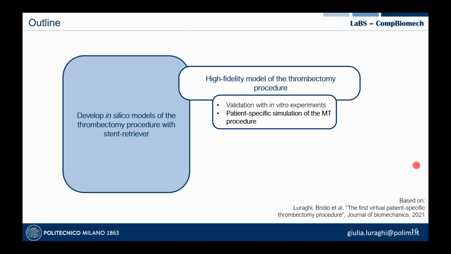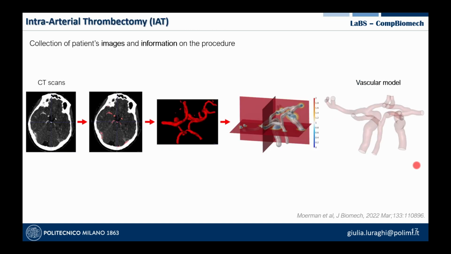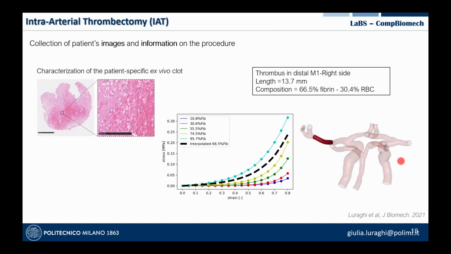Then we can move to the patient-specific application of the thrombectomy procedure. I will show you a patient. So again, we reconstructed the patient-specific domain from CT with contrast to obtain the final vascular model. We select a patient with a thrombus in the middle cerebral artery on the right side, with a specific length estimated from the CT, and with a specific composition that we know because compression tests were performed on the ex vivo clots.